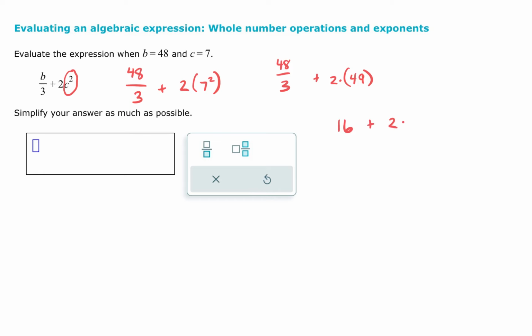And then we're also still going to have the 2 times 49. I'm going to do the 2 times 49 next because that's multiplication. It comes before addition. 2 times 49 is 98. And then lastly, 98 plus 16 is 114.